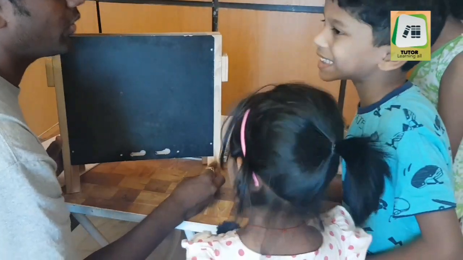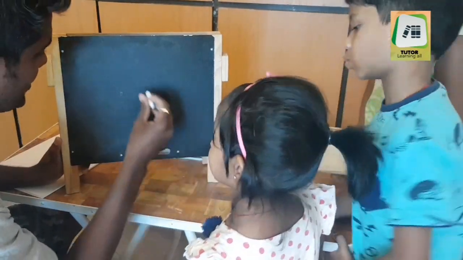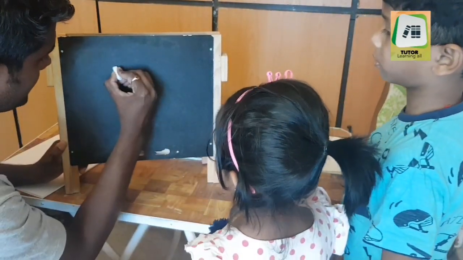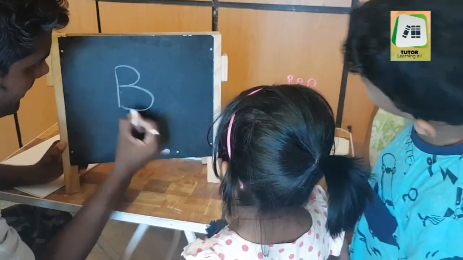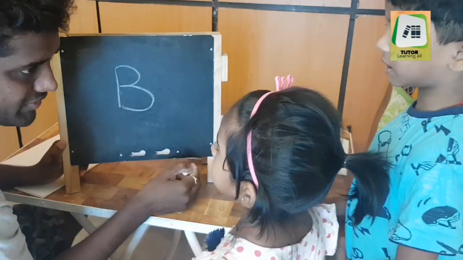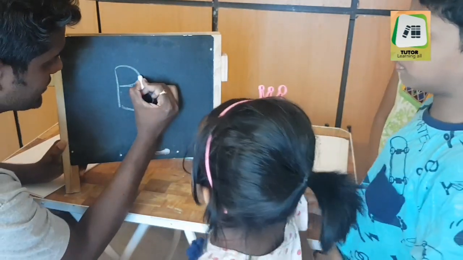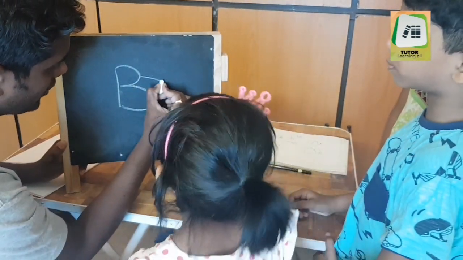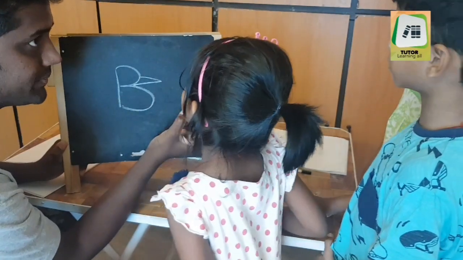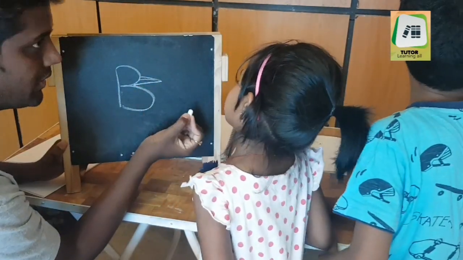Now we are going to draw with capital B. What is this? B. What can we draw with this B? Bird. Yes, we draw a bird. So how to draw a bird? First we have to draw a beak. This is the beak.